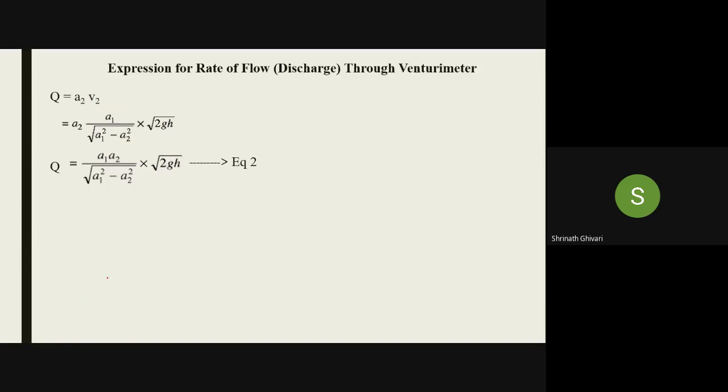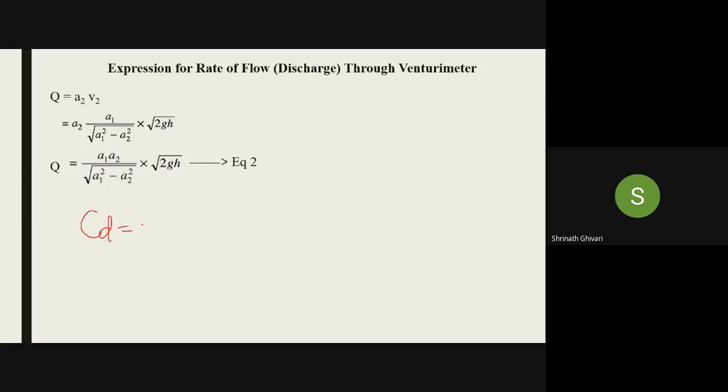Now, can anyone tell me whether this is theoretical discharge or actual discharge? What is the difference between theoretical discharge and actual discharge? Theoretical discharge. Okay. So what will be the actual discharge now?